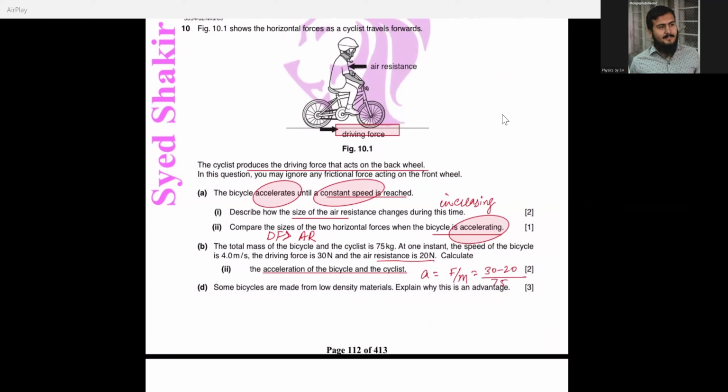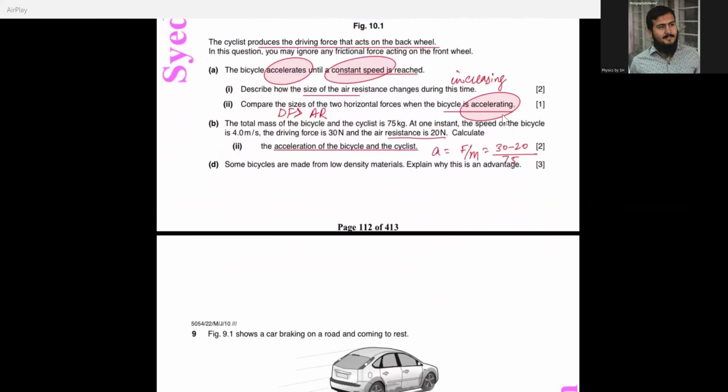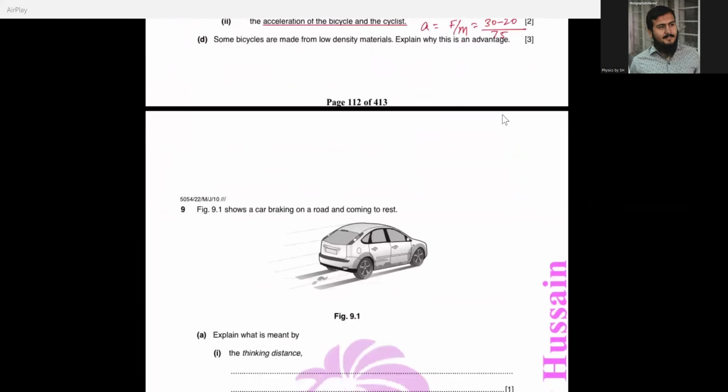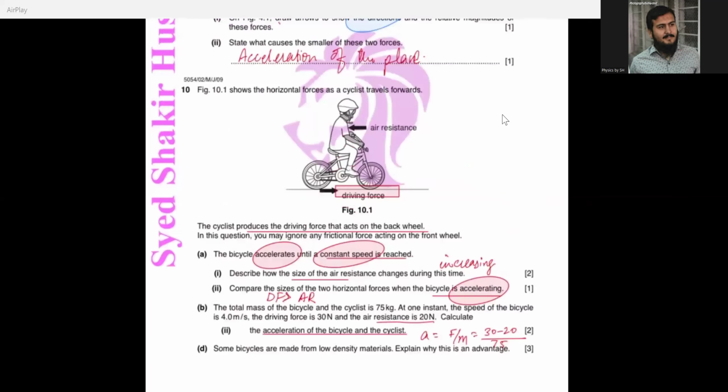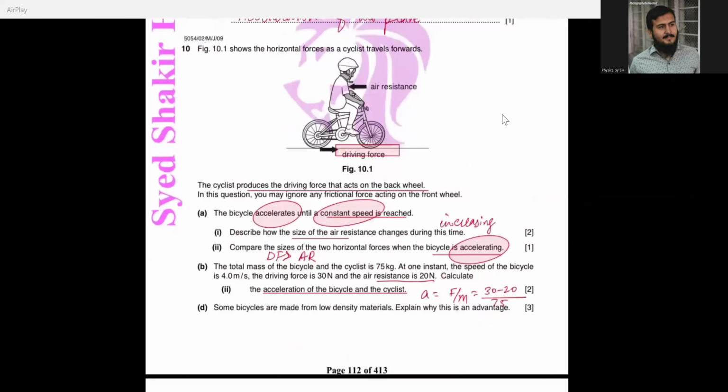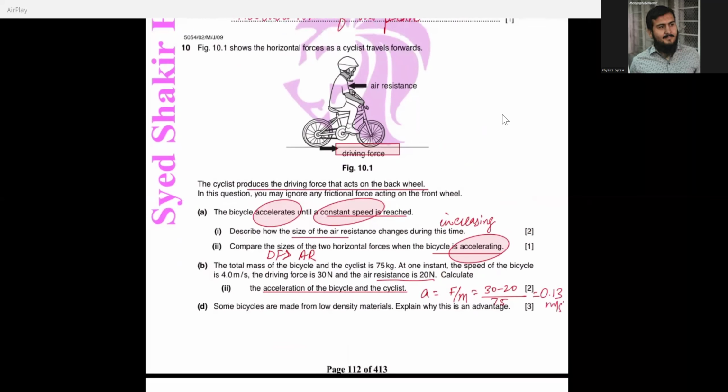The answer is 0.13 meter per second square. Is it the same for everyone? Yes. Can you tell me what's the answer? 0.13 meter per second square. All right, that's the last one. Then you will have to rejoin.